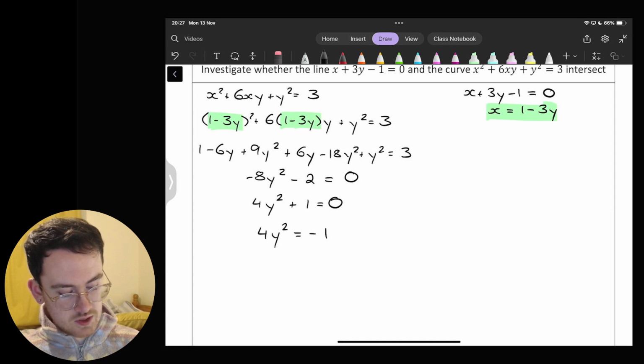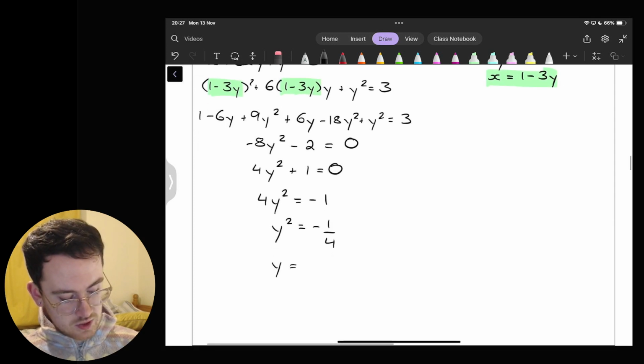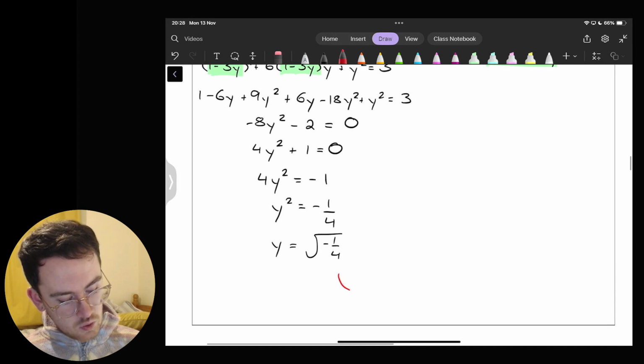So let's bring the minus 1 to one side. Let's divide by 4. Again, I'm seeing some issues here. My next step would be to do a square root. Square root of minus 1 over 4, and we should hopefully recognize that as being a complex number.